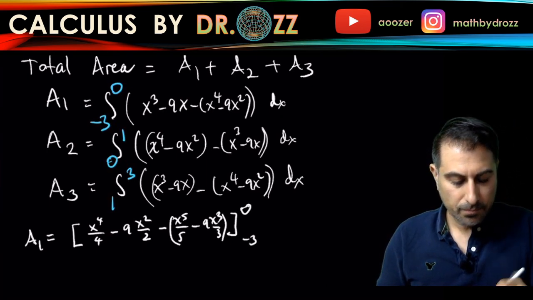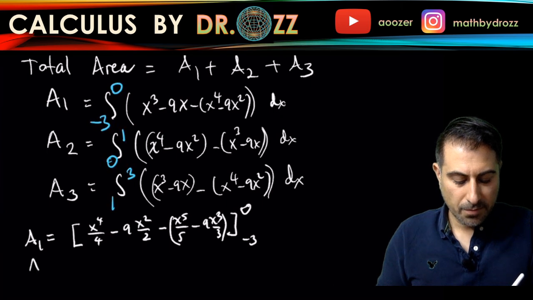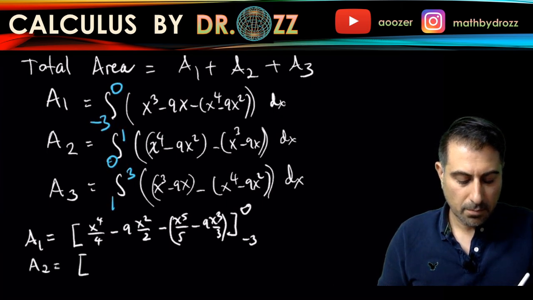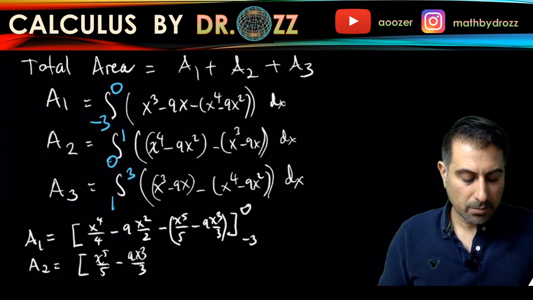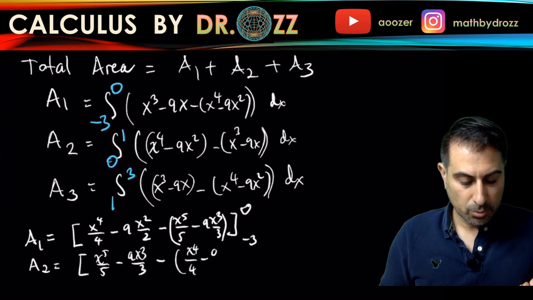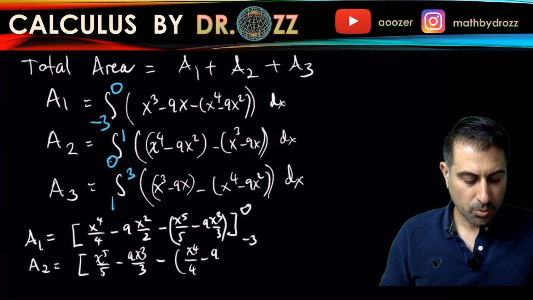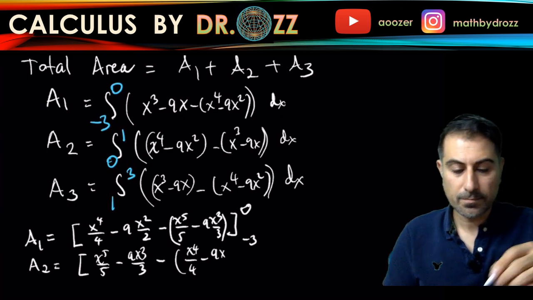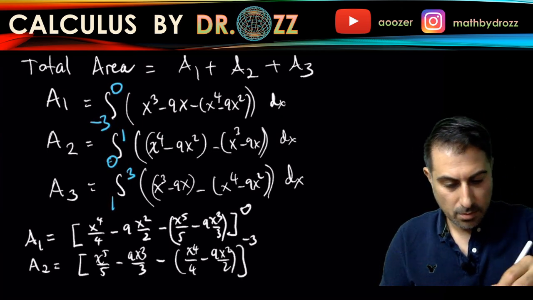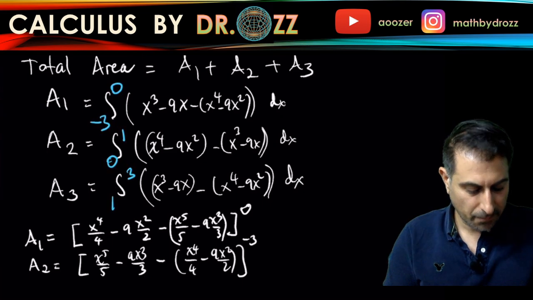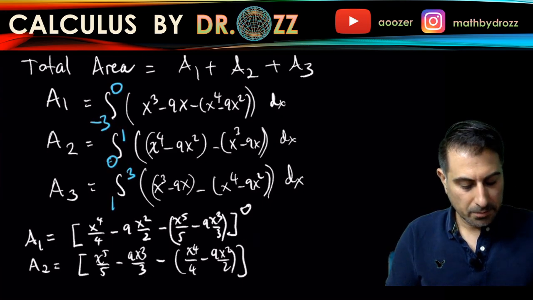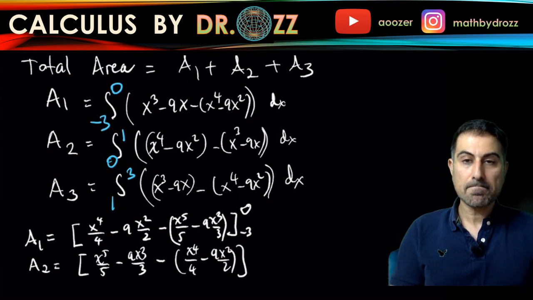And A2, x to the fifth over 5, 9x cubed over 3 minus x to the fourth over 4, and 9x squared over 2. Let me just use my space efficiently. 0 and 1.